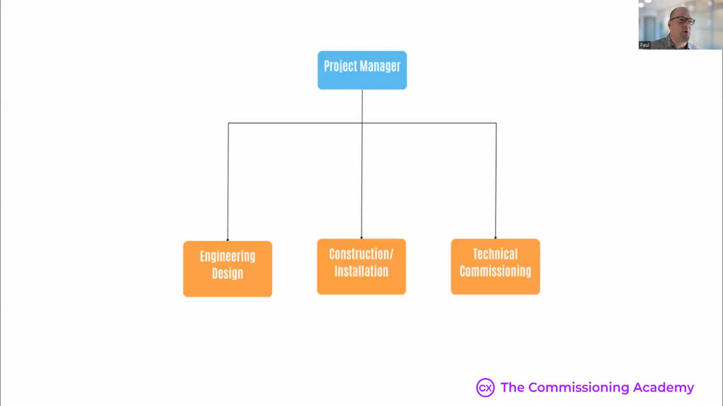So let's look at a simple org chart. The three main project functions are obviously we need to get it designed at the beginning, we need to get everything installed during construction, and then we need to get it all tested at the end during commissioning. Or if you've got an EPC contract, your design and construction groups may be part of the same group. This still applies as well, regardless of the contract structure.